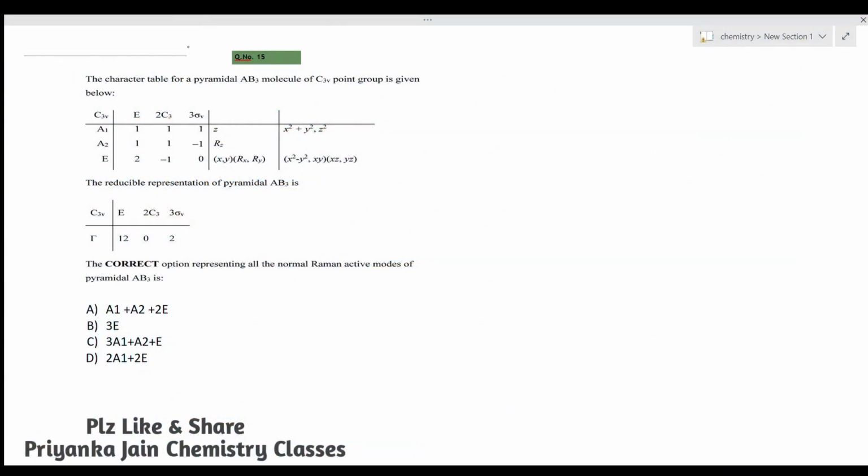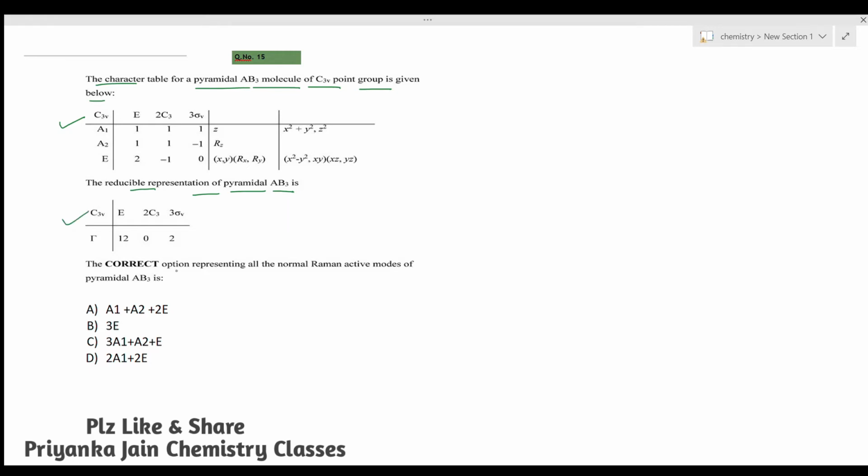Hi students, welcome to chemistry classes. We are seeing the solution of GATE 2020. Here I have taken a question from group theory. The question is: the character table for the pyramidal AB3 molecule of C3v point group is given below. We have been given this character table for the C3v point group, and we have also been given the reducible representation of the pyramidal AB3 molecule.